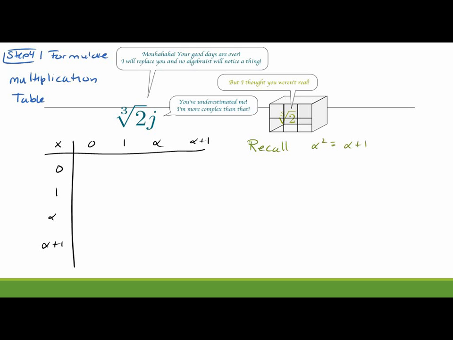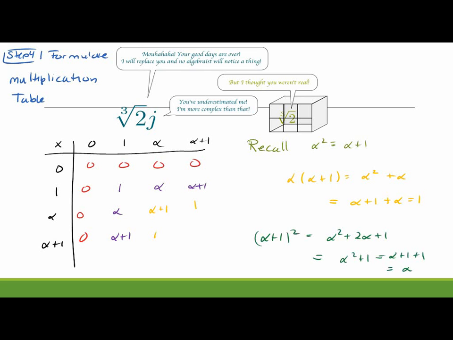In the multiplication table, I need the fact that alpha squared is alpha plus 1. That's the easy part. 0 times anything is 0, so all those get put to 0. 1 times anything is itself, so those all become itself. Alpha times alpha is alpha squared, which is alpha plus 1. That's where that comes from. Alpha times alpha plus 1 is alpha squared plus alpha, but alpha squared is alpha plus 1. So I get alpha plus 1 plus alpha, which is 1, because alpha plus alpha is 2 alpha, which is 0. So I get 1s here. And then the last one is alpha plus 1 squared, which turns out to be alpha.